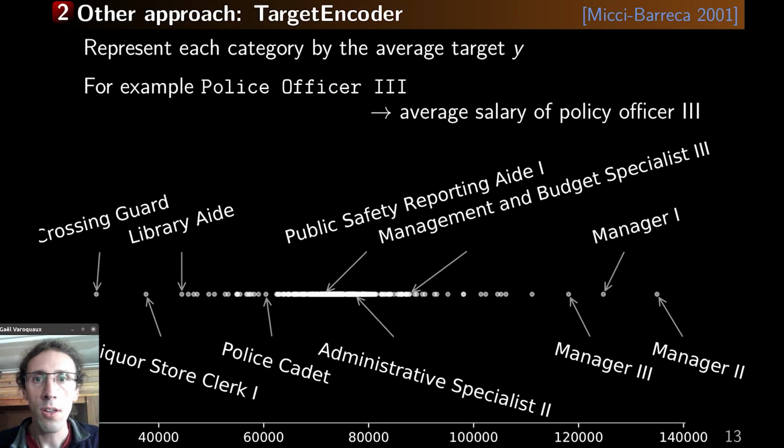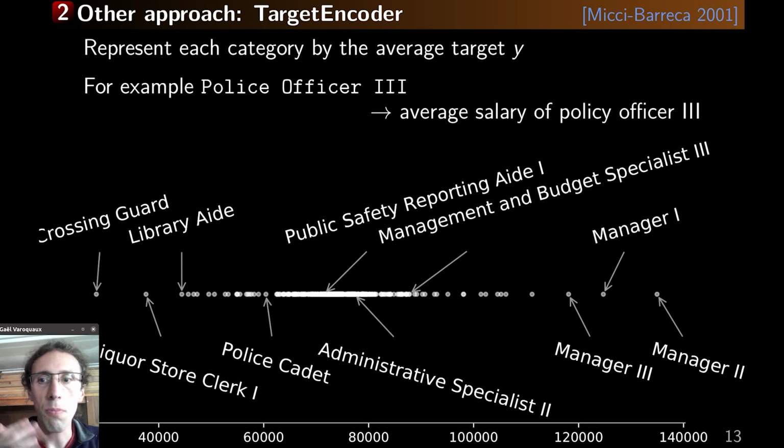Another approach that was done almost 20 years ago is called the target encoder. And the idea is that we're going to represent each category by the average target. For instance, if we're trying to predict the salary, we're going to represent police officer 3 by the average salary of police officer 3. So I've shown you here the column represented for the target encoder. So you can see that it is a one-dimensional representation, basically sorting out the different employee job titles as a function of their corresponding salary.